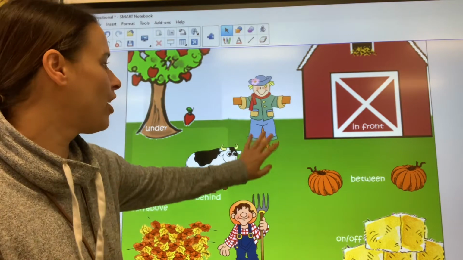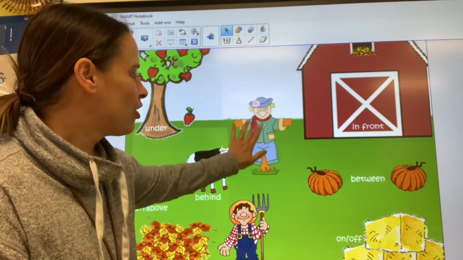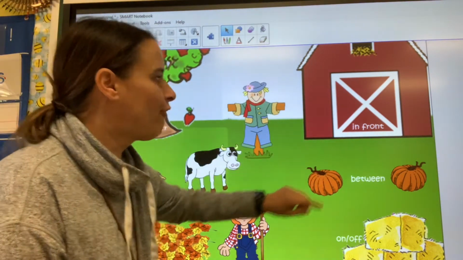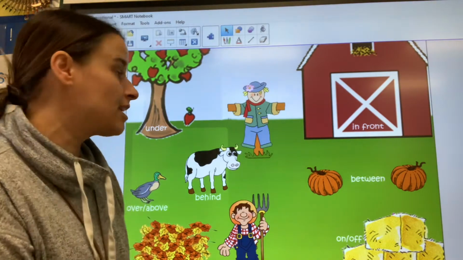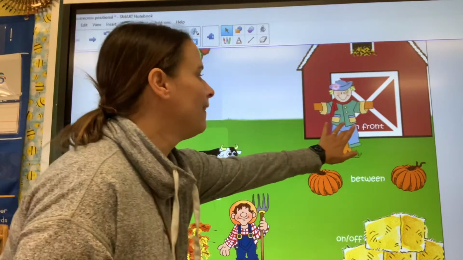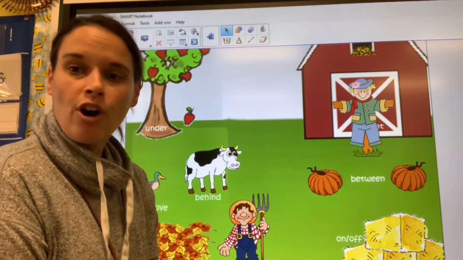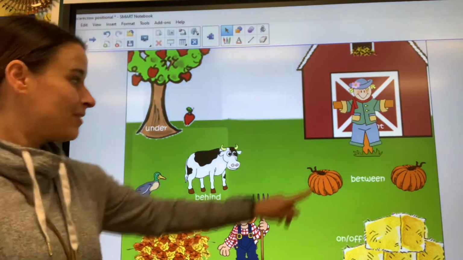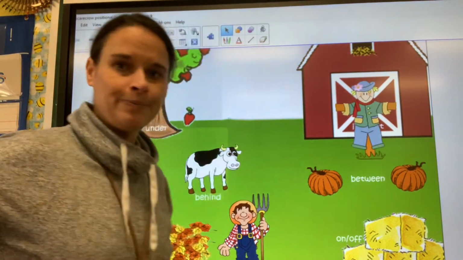All right, so first, here's my scarecrow. I can move him. And this says in front. So I have to put him in front of the barn. So look, here I go. I'm going to put the scarecrow in front of the barn. See where he is? He's in the front of it, right?